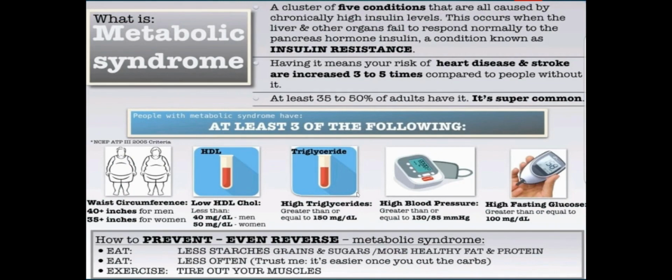Essentially, this criteria has insulin occurring at high levels, secondary to the liver and other organs not being able to respond normally, and the pancreas ending up secreting more insulin. And this metabolic syndrome, when it is present, increases heart disease and stroke by 3 to 5 times when compared to normal people. So when three of the five criteria are positive, you're able to identify yourself as having metabolic syndrome.